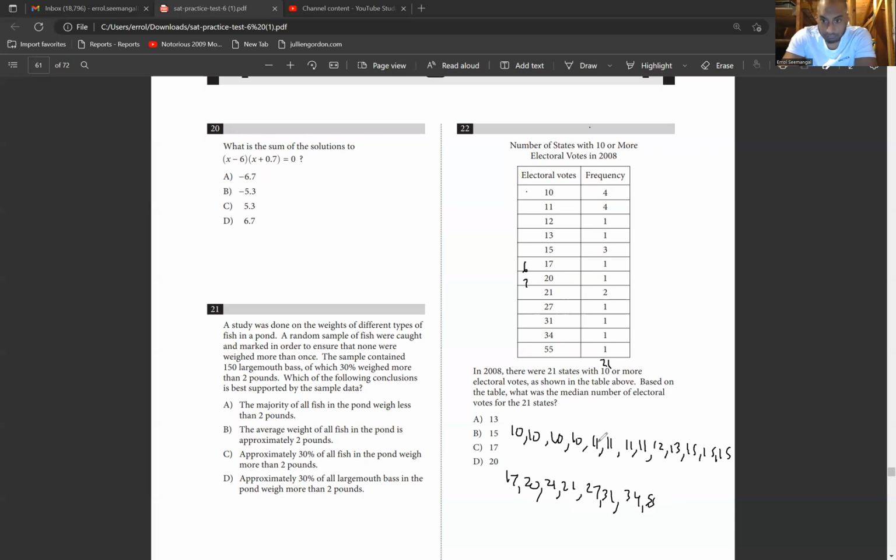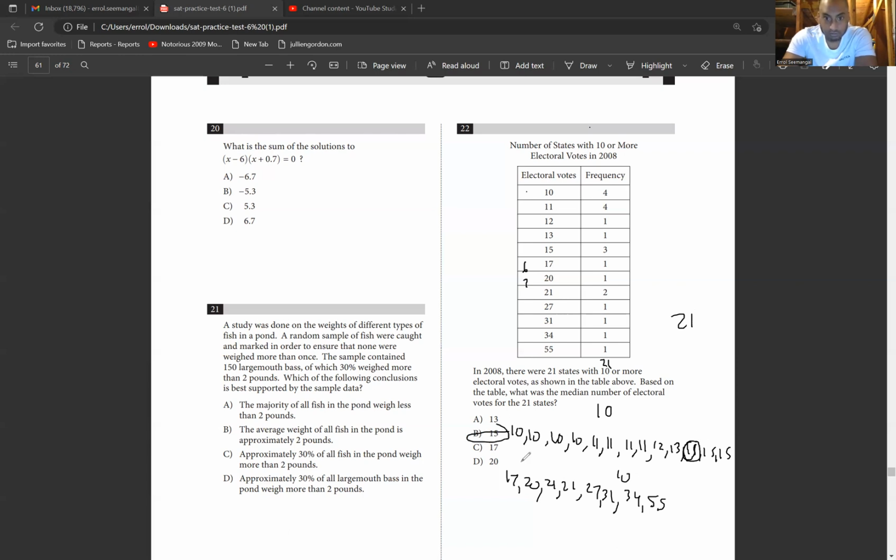We have 21 numbers. 1, 2, 3, 4, 5, 6, 7, 8, 9, 10, 11. Yes, this is 55 right here. All right, so now what? Since we have 21 numbers, take the 11th number. So there's 10 numbers on that side, and there should be 10 numbers on the other side. There's 10 numbers there. So 15?